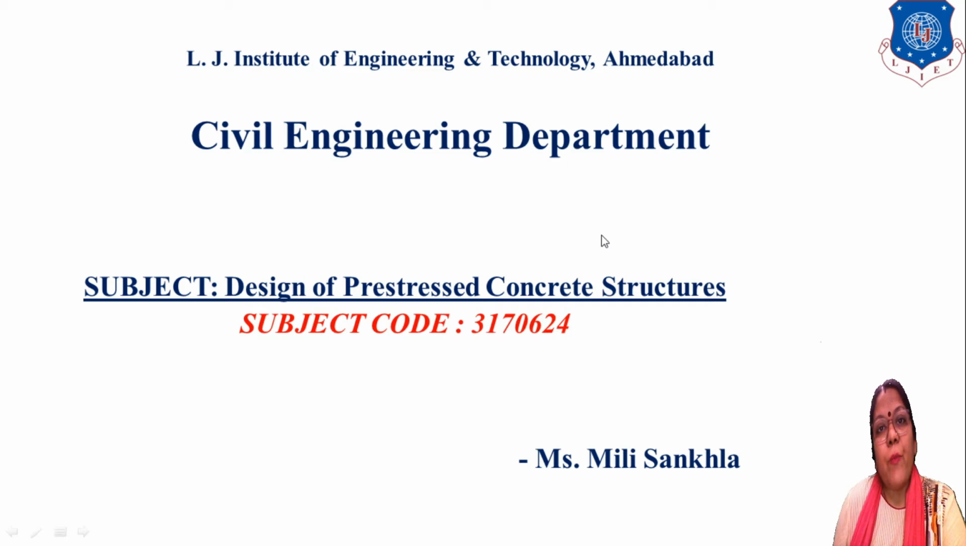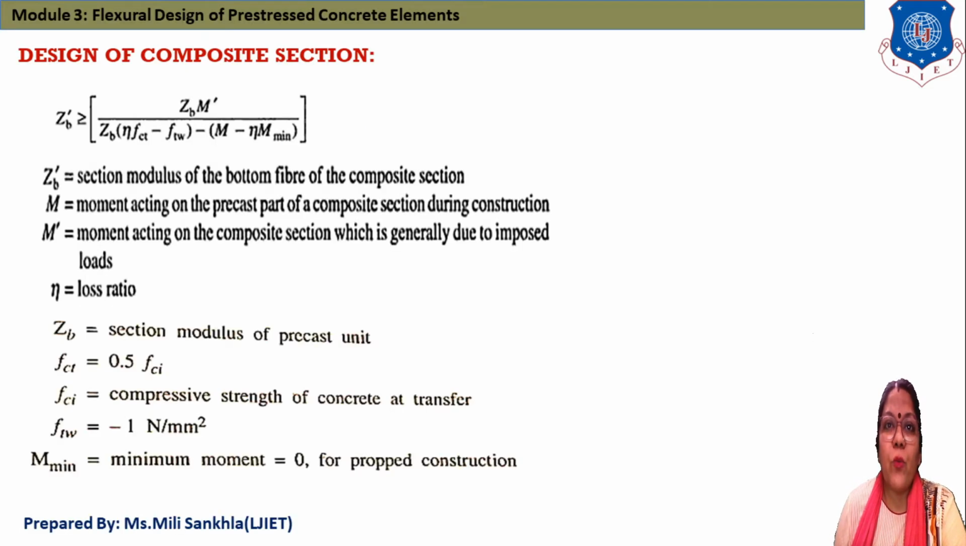Today we solve the example of composite section. This one is the design of composite section. In the previous session we analyzed the composite section, and today we design it, and here we take an example of a beam. First step, find out Z'b, that is greater than or equal to (M/ηZb) over (f_ct − f_tw − (M − ηM_min)). This is the equation to find Z'b.